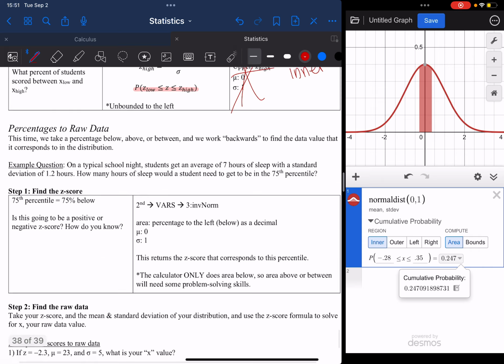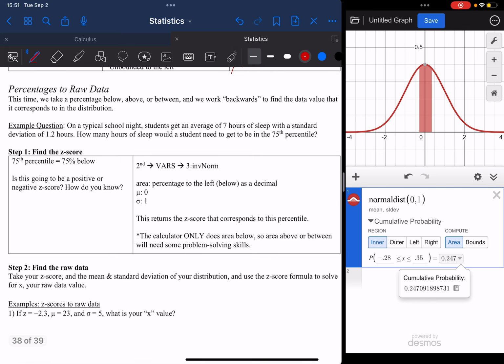Next part, percentages to raw data. So we just did raw data to percentages. Now we're doing vice versa, percentages to raw data. It says, this time, let's suppose we had to work backwards. Our example says, on a typical school night, students get an average of 7 hours of sleep with a standard deviation of 1.2 hours. So average means mean, so average is 7, standard deviation is 1.2. How many hours of sleep would a student need to be in the 75th percentile? Well, 75th percentile is the same as saying 75% below.